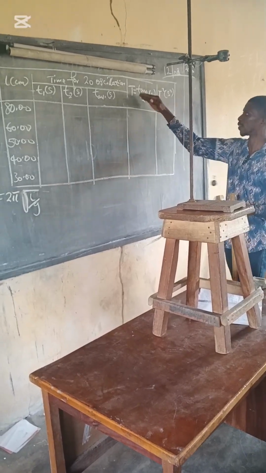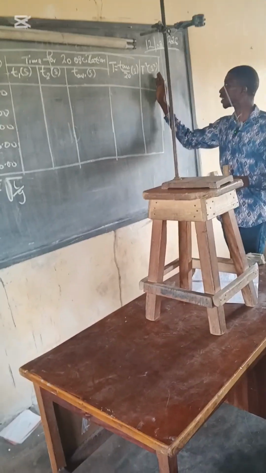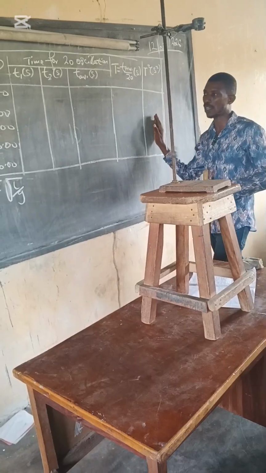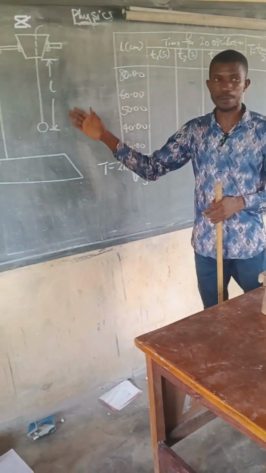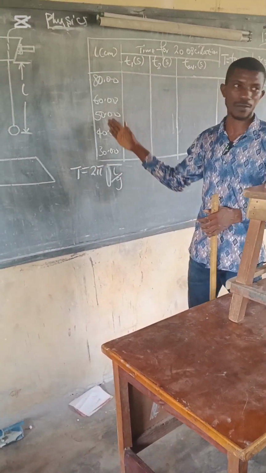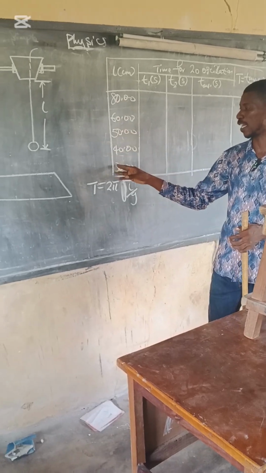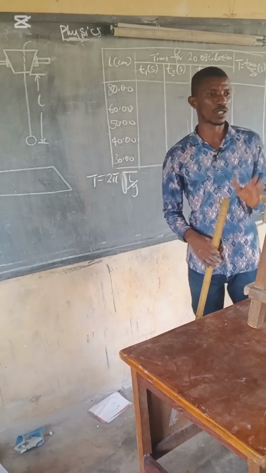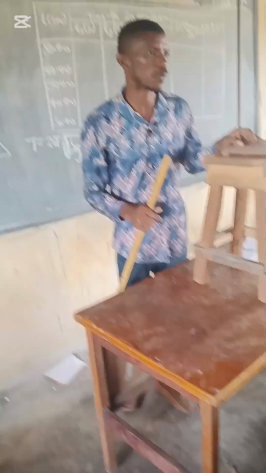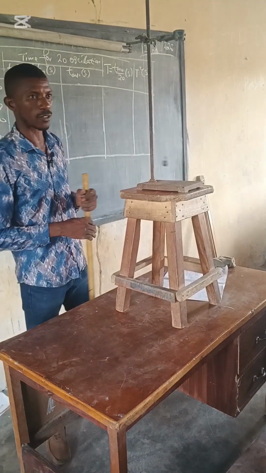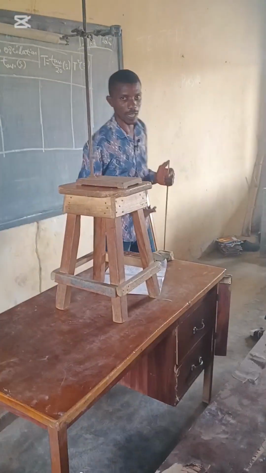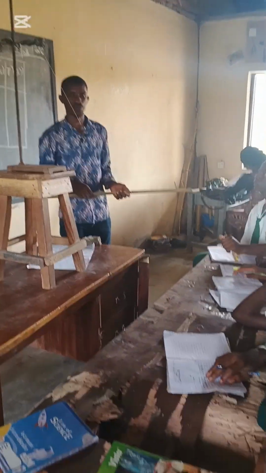Then T square is the value we get here. We square it, and that will give us this value. We repeat the experiment for various values of length. We keep decreasing the length up to 30 cm. So this is how we are going to conduct this experiment. Right now, we can start off the experiment. Let's see how it goes.